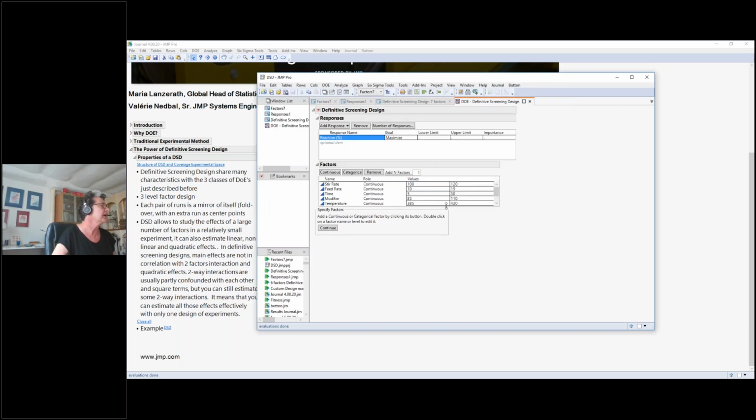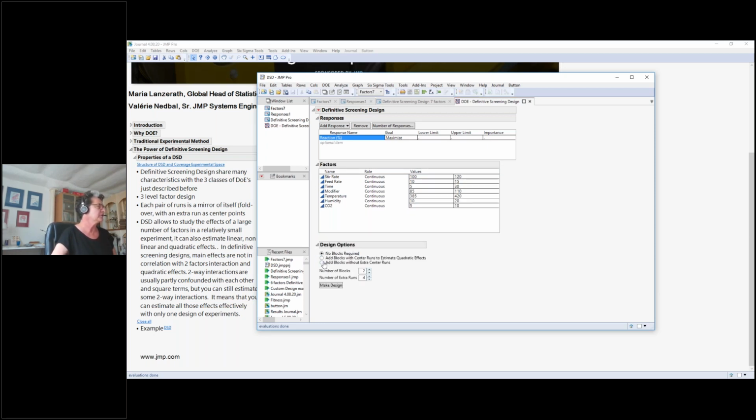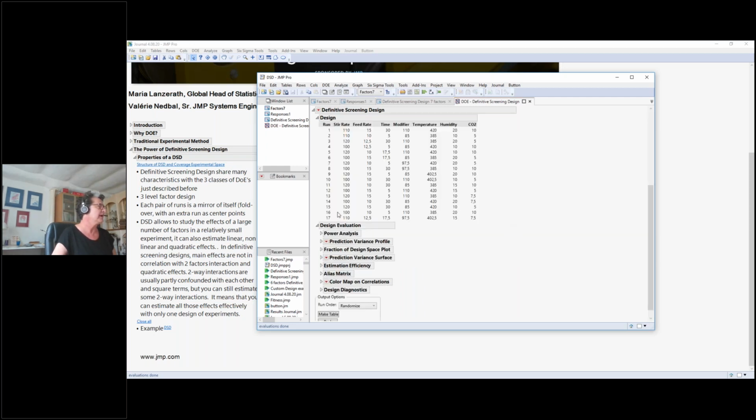So we have here over 7 different factors that are already now embedded in the definitive screening design. And you might continue in order to build now your matrix with no blocks in our case, and we don't want to have extra runs. So we will make the design, and now JMP will make a 17 run experimentation design, where you can see at each of your experimental run, all your different factors vary at each time.